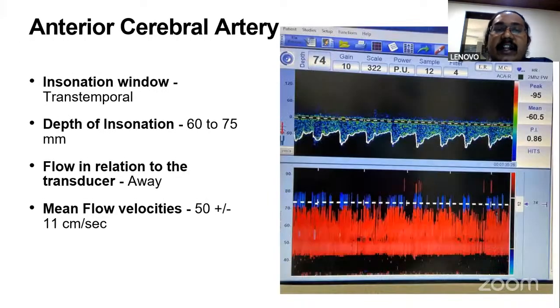Now we look at the anterior cerebral artery. Again, we use the transtemporal window, and in this, at a depth of insonation of 60 to 75 mm, we can see the depth is 74 mm here. The flow in relation to the transducer is away from the transducer, and with that, the spectral waveform is below the baseline, and the mean flow velocity is slightly less than the middle cerebral artery, which is 50 plus or minus 11 centimeters per second.